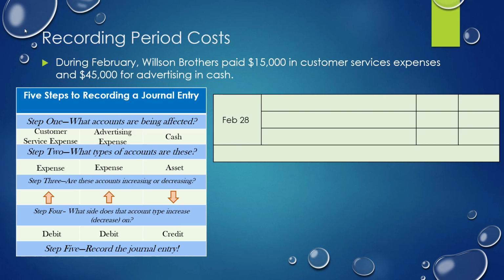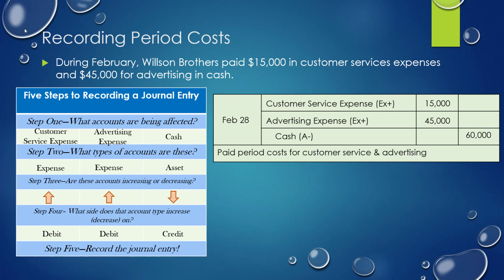on the credit side. So our February 28th journal entry to account for our period costs is going to be a debit to customer service expense for the $15,000 we paid people that do that function, a debit to advertising expense for the $45,000 that we paid for advertising, and a credit to cash for the total amount that we had to pay for all of these non-inventorial period costs. And this is how we record the journal entry to account for the period costs that we paid for customer service and advertising.